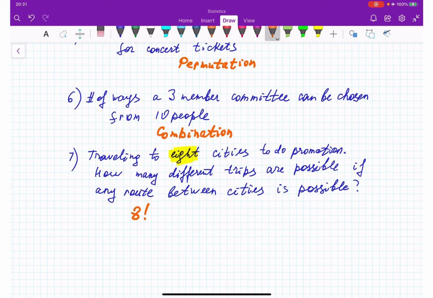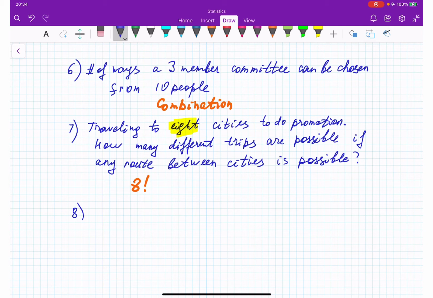Question number 8. Outside the home, there are 5 keypads with letters A, B, C, D, and E. How many codes are possible here?